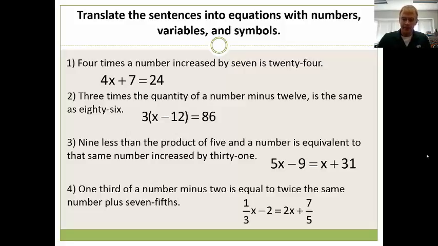Let's see how you did. So we can see we get 4x plus 7 equals 24. And number 2, we need to put parentheses around the x minus 12 because we have the quantity of there. In 3, you can see we have a variable actually on both sides of our equal sign, and that's going to happen now. And then in 4, we're using our fractional language, 1/3 of 7/5, things like that in our equations here.